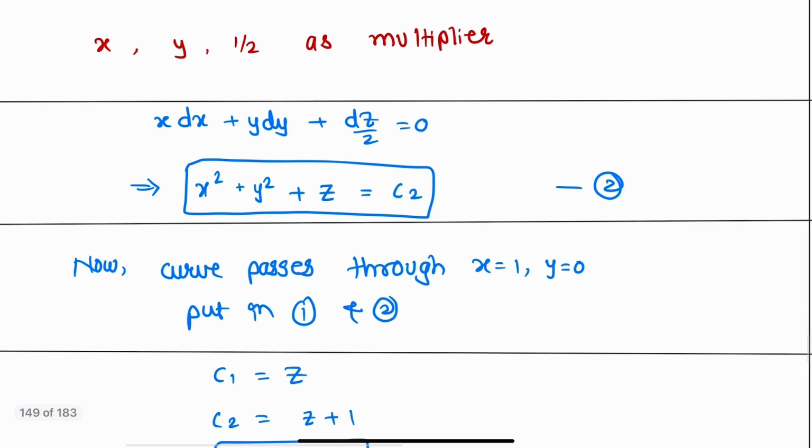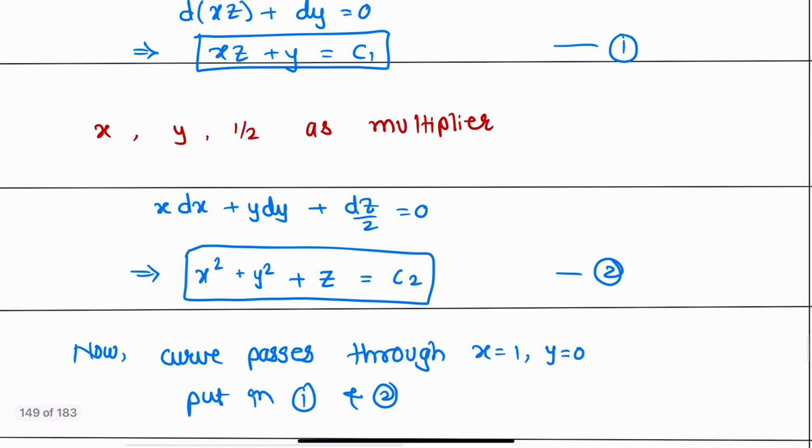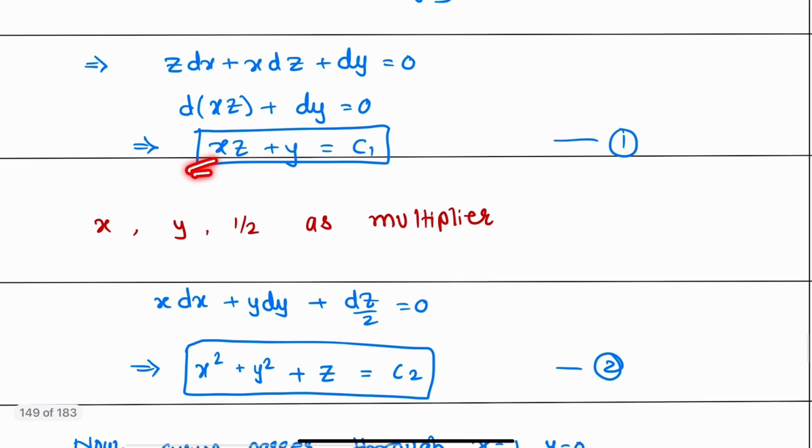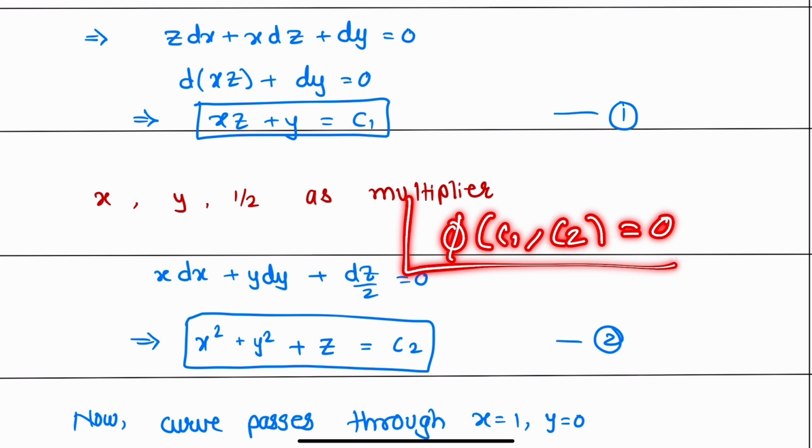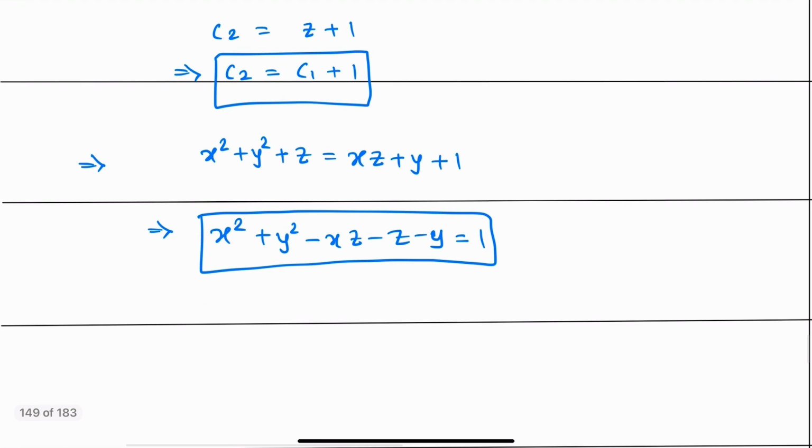And this was our general solution. We will just write it in the form of phi of C1 comma C2 equals 0. Okay, this would have been our general solution, and this is our particular solution. Okay, thank you.